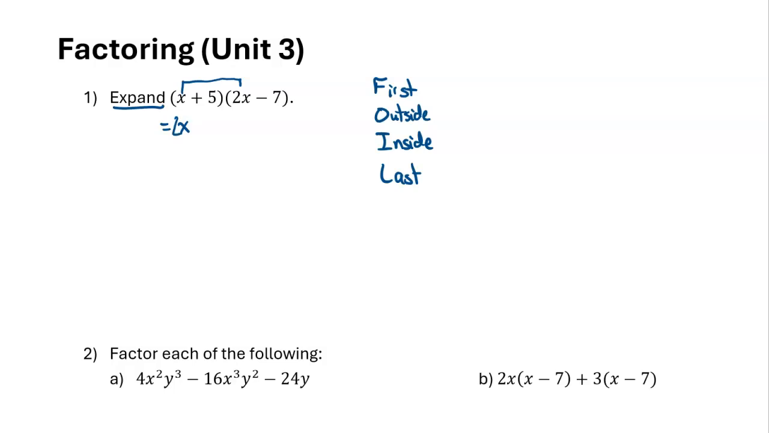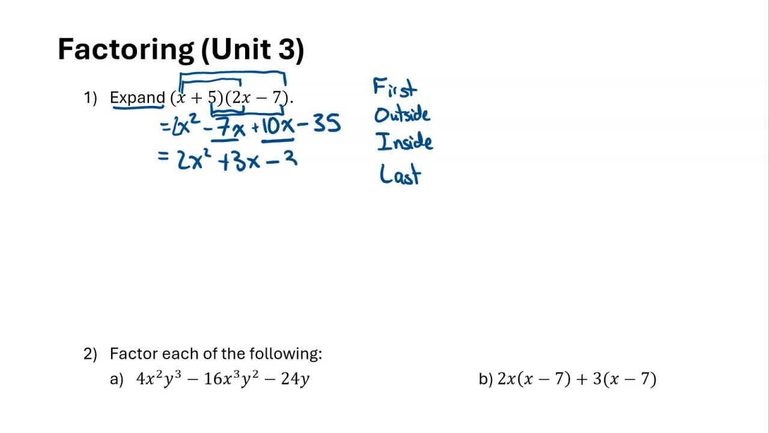And then after we get the 2x squared, we go to the outside terms. It's x times negative 7, and that gives us minus 7x. And then we go to the inside, that's 5 times 2x, which gives us 10x. And then the last, 5 times negative 7, which gives us negative 35. Now, the middle two terms are like terms. The minus 7x and the positive 10x can be combined, so we get 2x squared plus 3x minus 35.